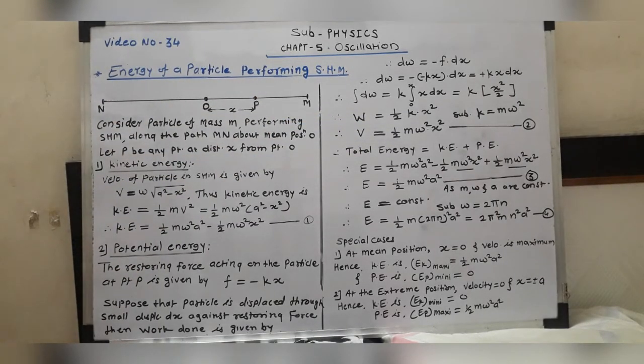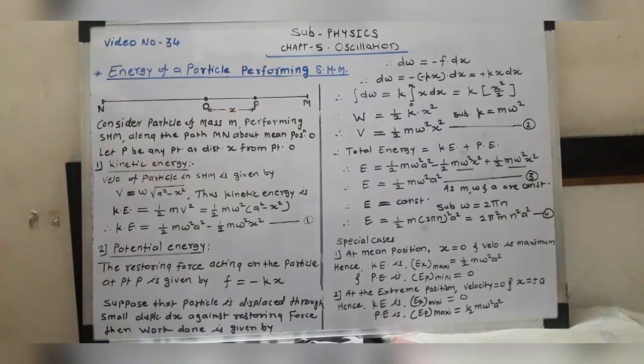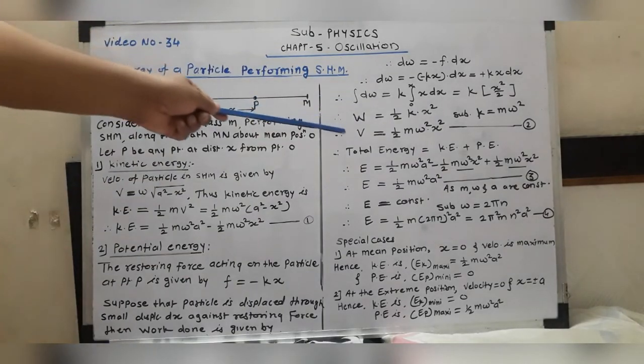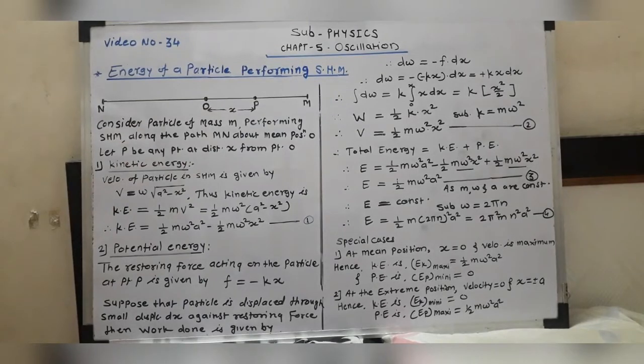This is the potential energy. PE, instead of V, we can write here P is equal to 1/2 m omega square x square. This is the potential energy in the form of work done. This is the equation number 2.